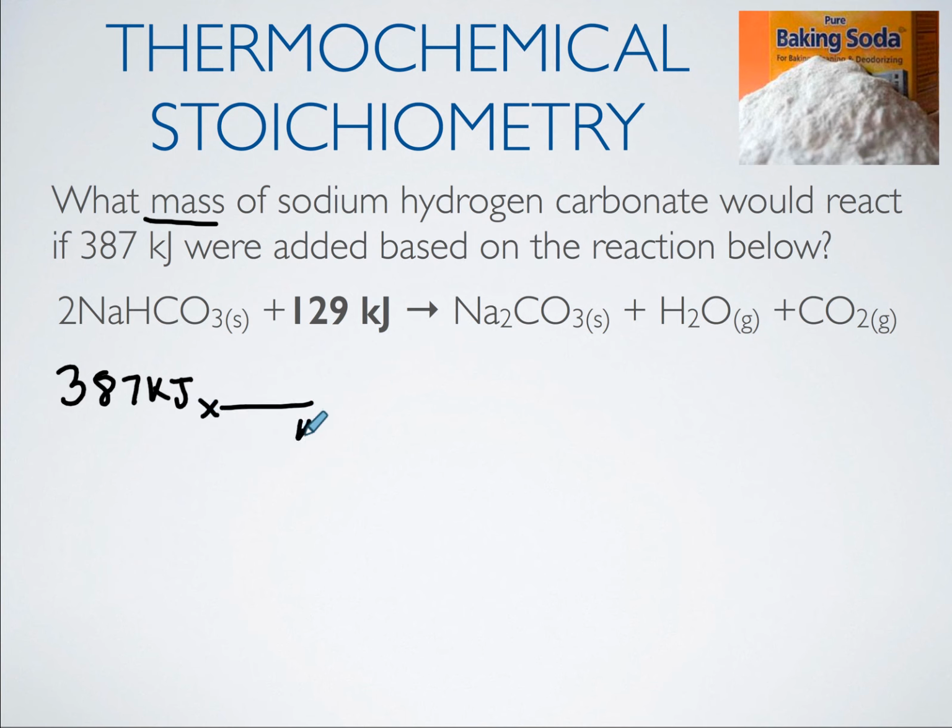Kilojoules can be related to another unit, and that would be moles. If you look in this balanced equation, we have 129 kilojoules for the mole values, which are our coefficients, which would be out in front of each of these compounds. Now here we're talking about sodium hydrogen carbonate, which is NaHCO3.